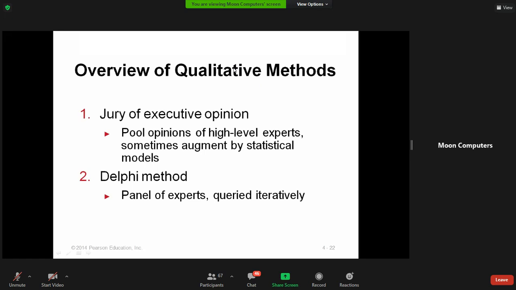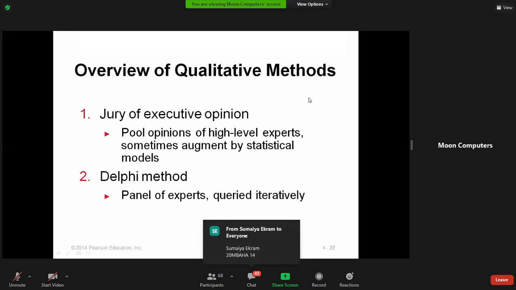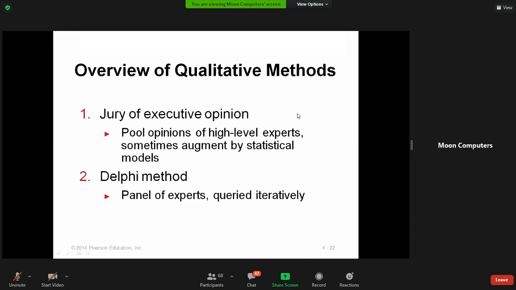When we talk about the qualitative method, there are various methods which are qualitative in nature. Dr. Lame has already briefed you about this. A very common approach: we estimate the requirement by taking the opinion of the employees, and these employees are the executive level employees of the company.